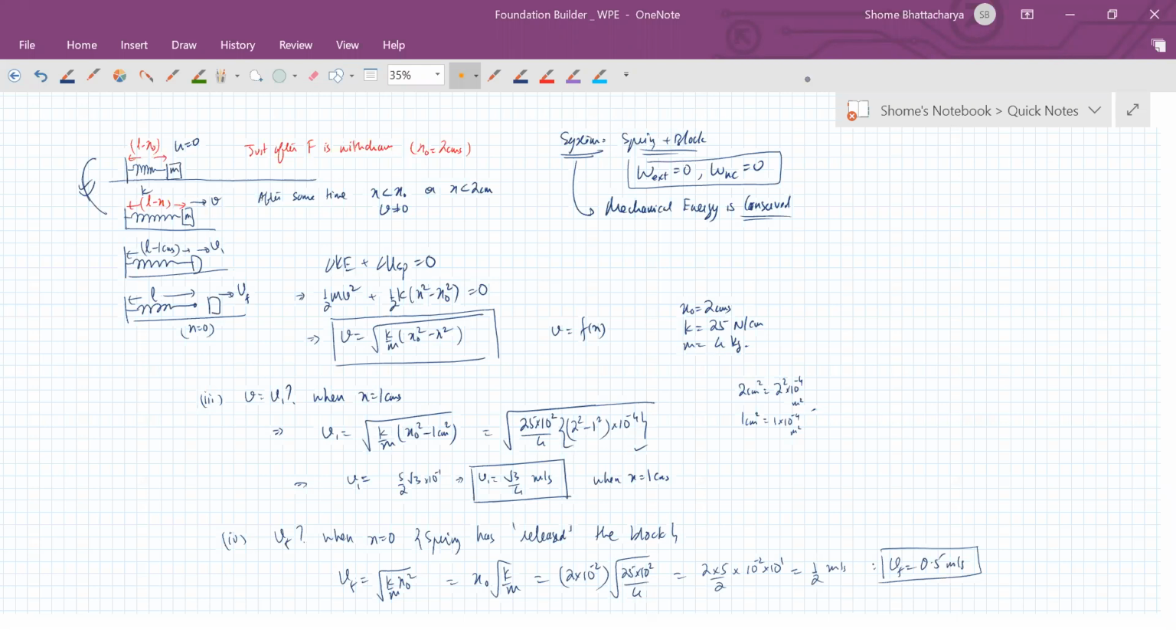Whereas this one, if you want to estimate it like that, it's approximately 1.73 by 4, so it's approximately 0.43. So you can see from 1 centimeter to the final, the speed has increased. This is an example of conversion of potential energy into kinetic energy.